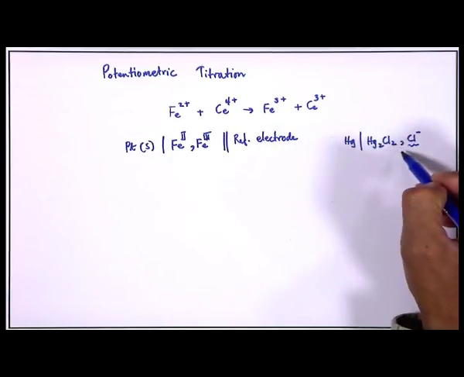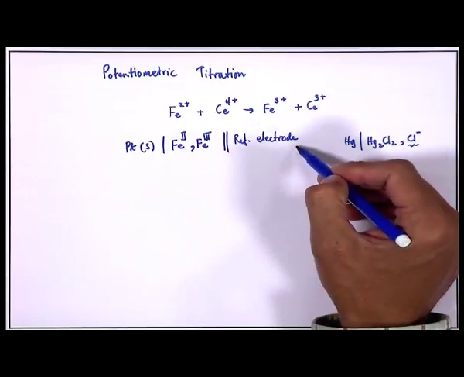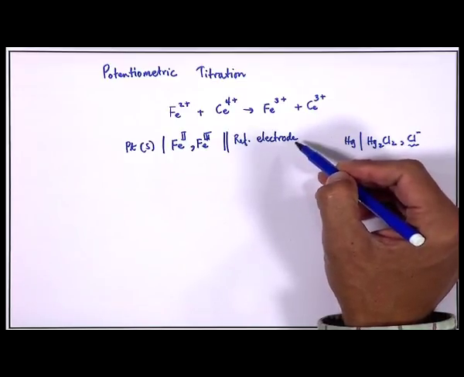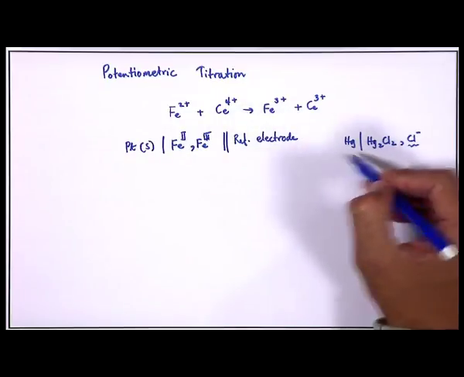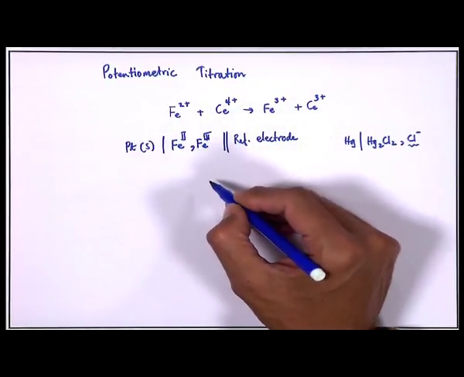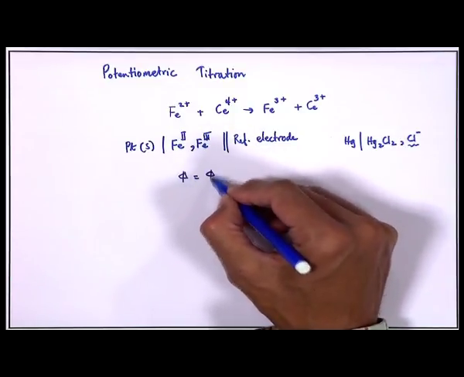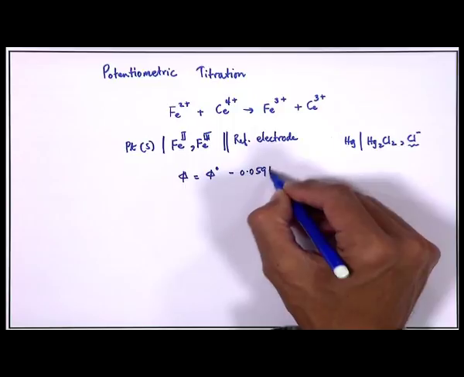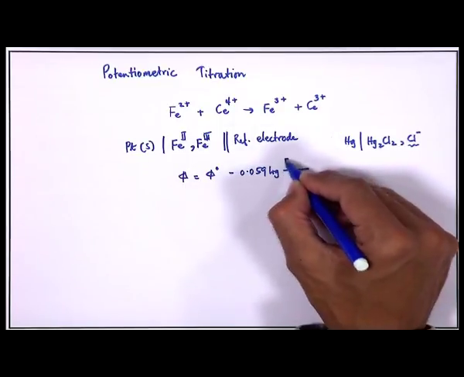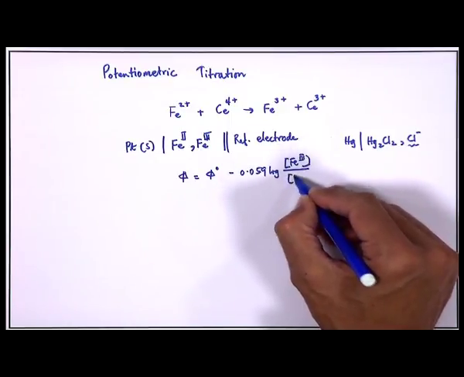Now, depending on which one you are choosing, whether this calomel electrode or something else, accordingly this reference electrode potential will have to be considered. So, therefore, basically the cell potential or the electrode potential for this will follow a trend, and it will change like potential phi equal to phi naught minus 0.059 log concentration of this Fe3+ divided by concentration of Fe2+.